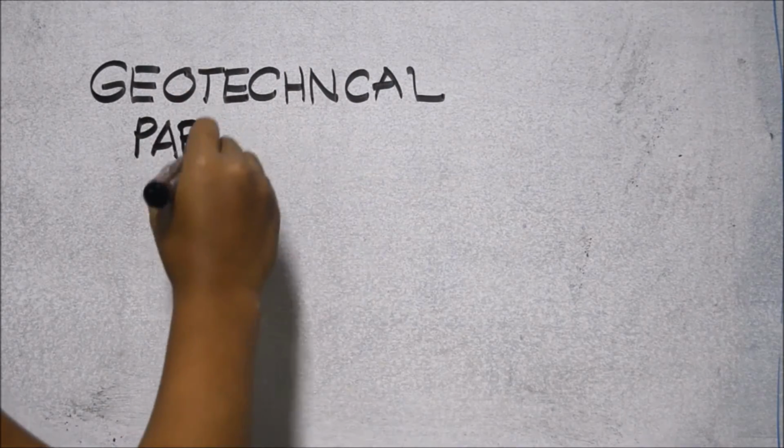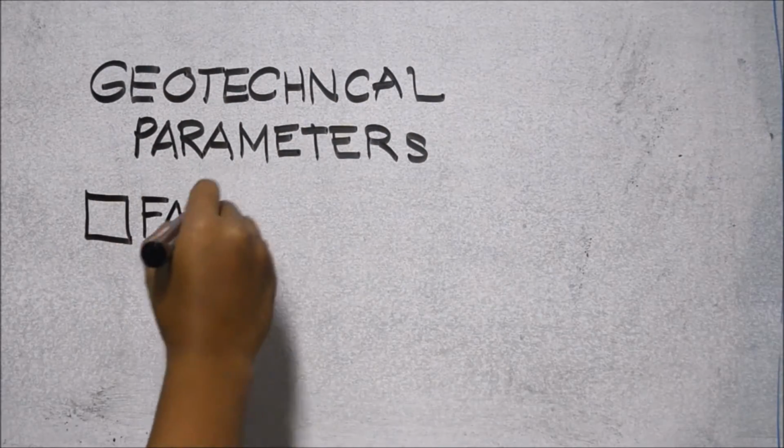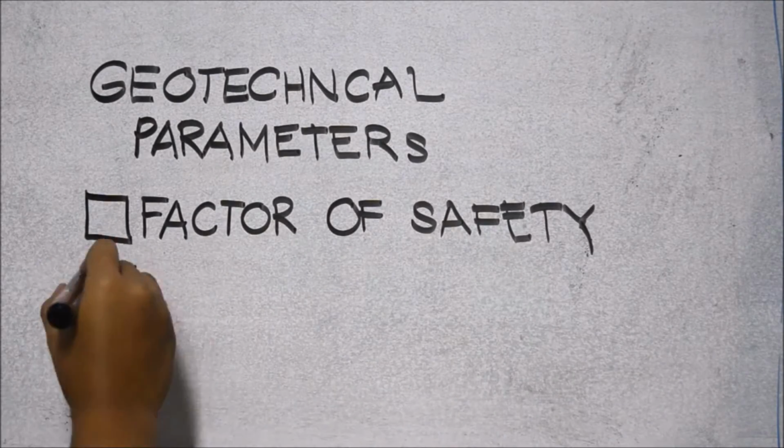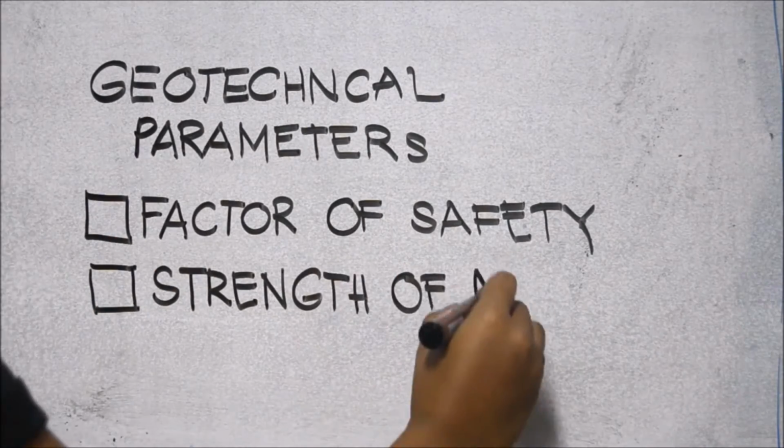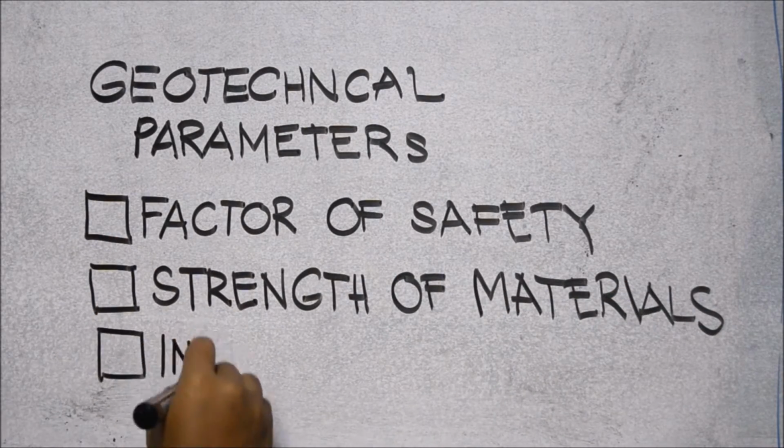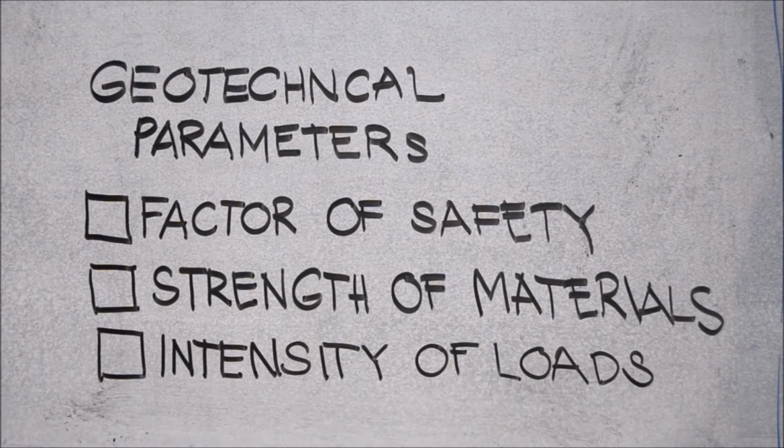The beta distribution approximates most of the geotechnical parameters, such as factor of safety, strength of material, and intensity of loads. This helps the engineers in the assessment of buildings and apply the appropriate measurements to ensure that the requirements are met.